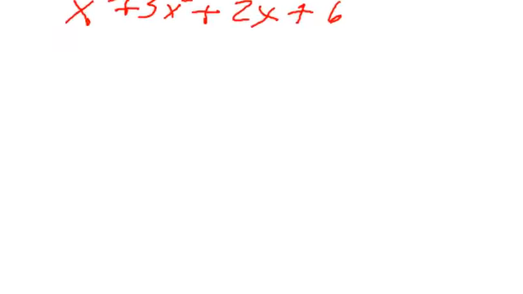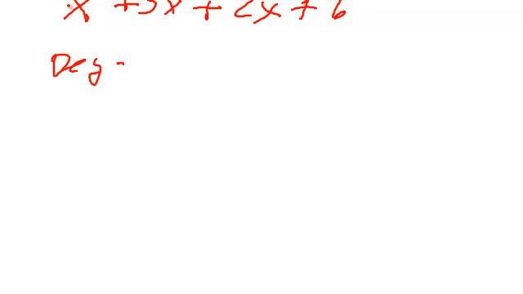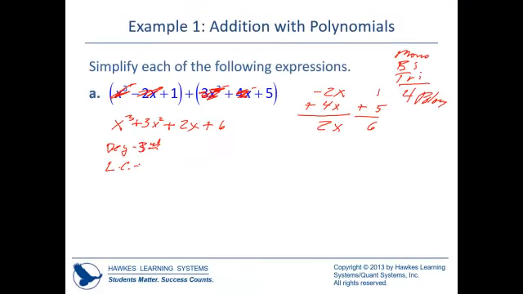My degree, looking at my largest exponent, would be 3, so it would be a 3rd degree. And my leading coefficient would be 1, because I have x to the 3rd, and there would be like an invisible 1 right here. And so that would be my answer right here. X cubed plus 3x squared plus 2x plus 6.